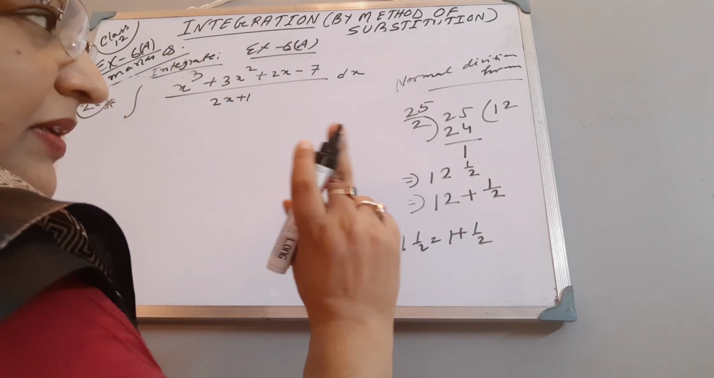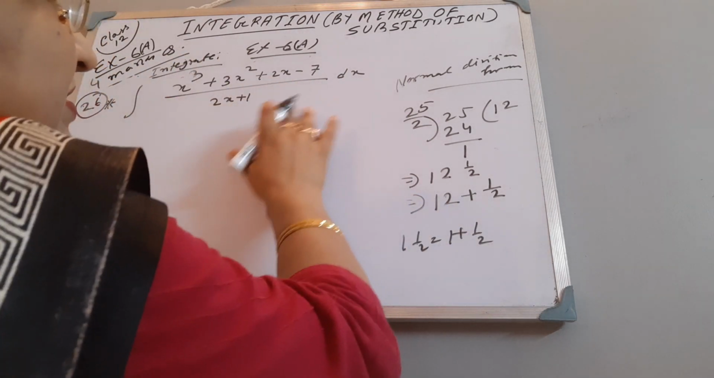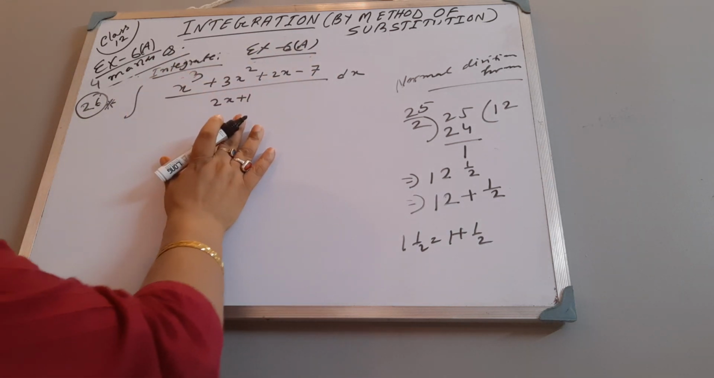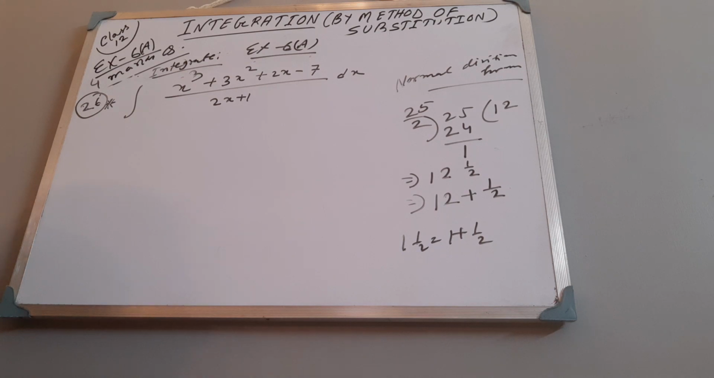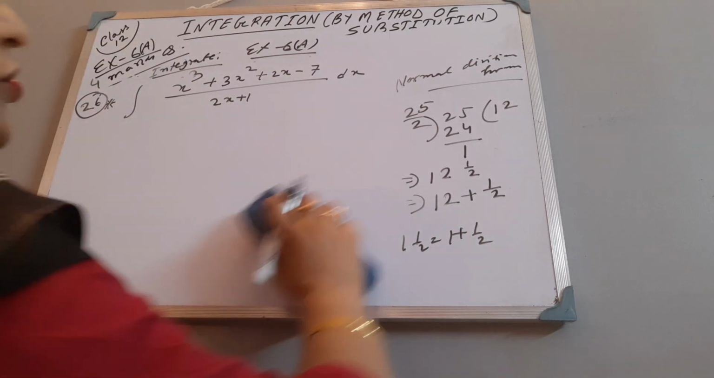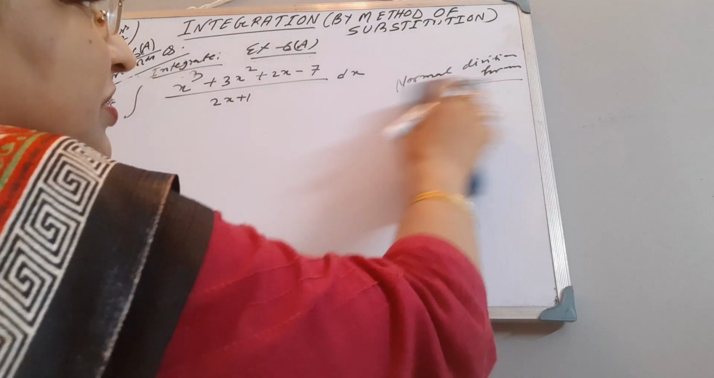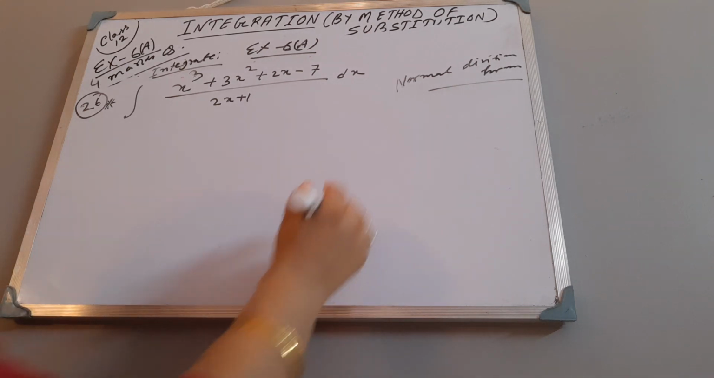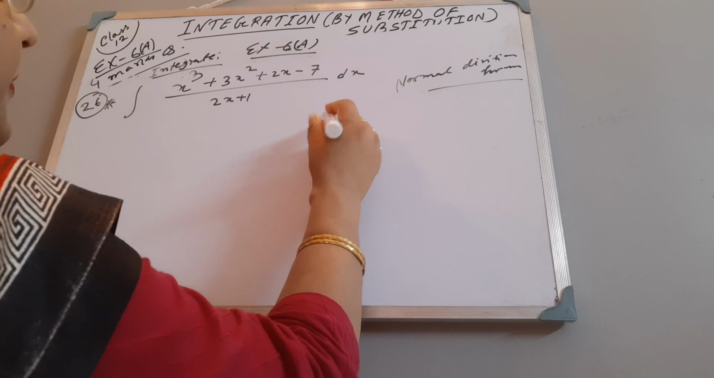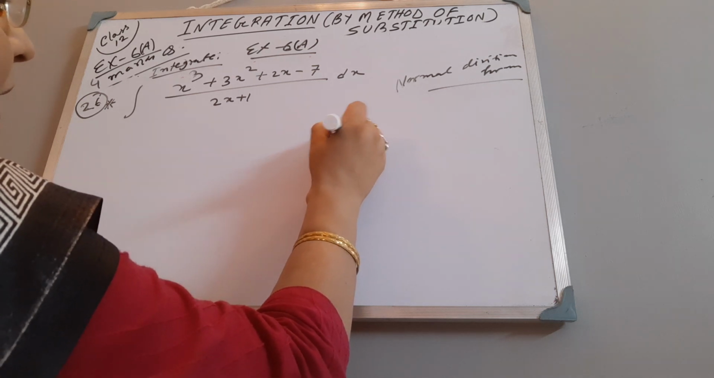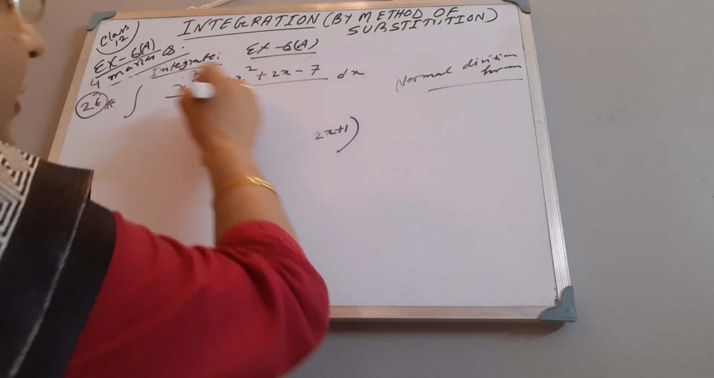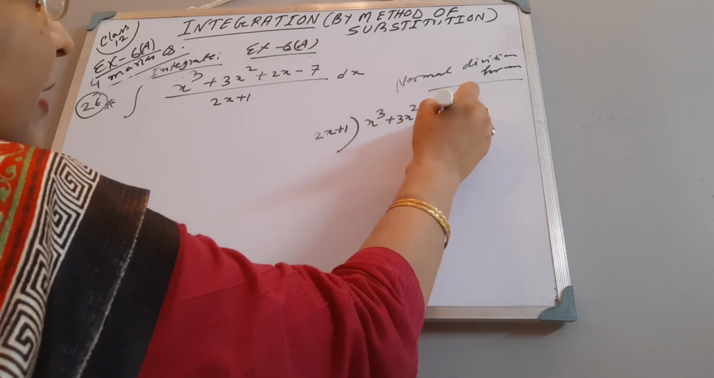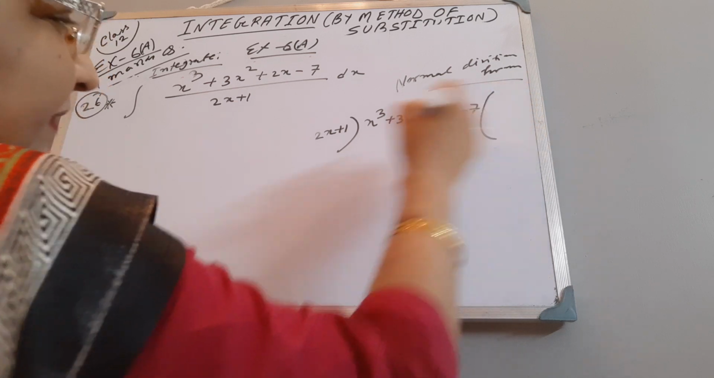Okay, just keep it in your mind. We will expand the integrand in this form. Now let's see how to do the division. That part we have already completed in class 7 and 8. Okay, how to do it? We have to divide x cube plus 3x square plus 2x minus 7 by 2x plus 1.